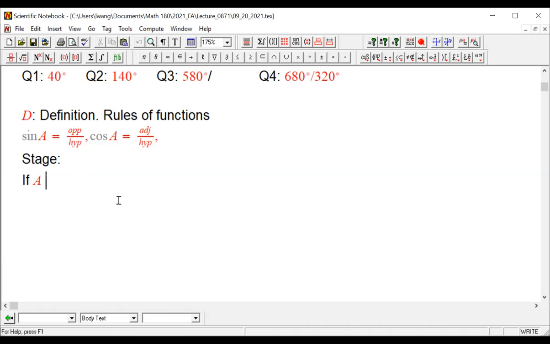Okay, if A is an angle in standard position, I would say is an angle measured in standard position, measured from standard position.